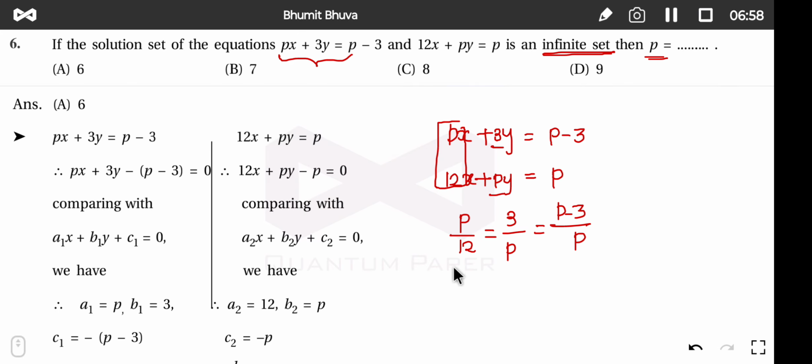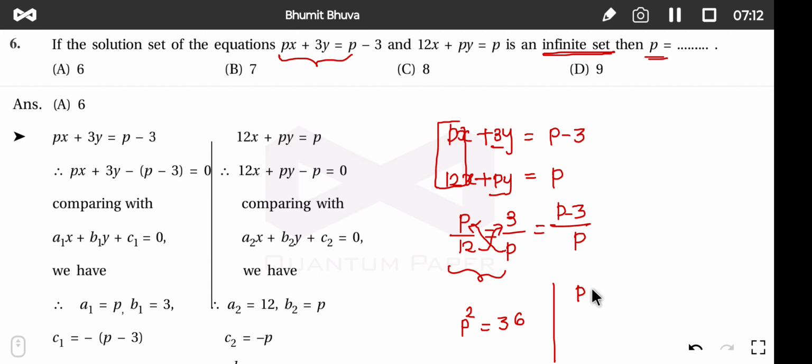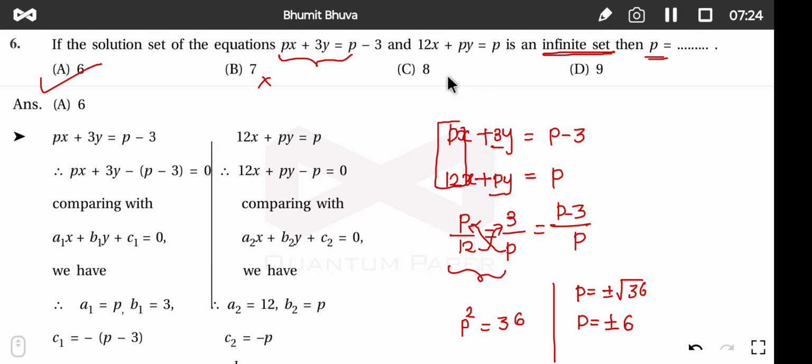So let's consider the first two ratios. If we do the cross multiplication, p into p becomes p square, which is equal to 12 into 3, that is 36. If we solve further, p is equal to plus or minus root 36. So the value of p is plus or minus 6. Look at the options. We have 6 in the options, so that is the correct answer. 7 is not there, 8 is not there, 9 is not there. So 6 we have in option A, so answer A is correct.